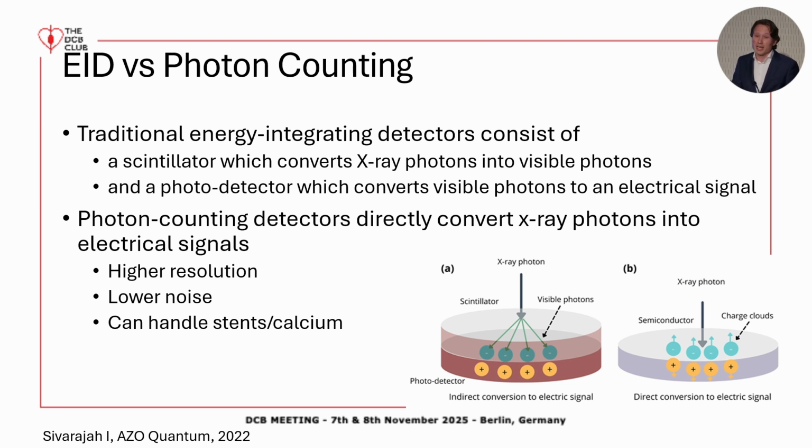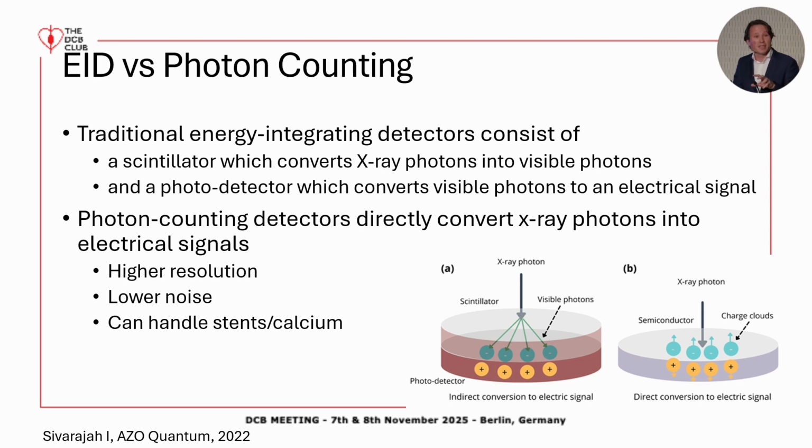Now, traditional energy integrating detectors consist of a scintillator, which converts X-ray photons into visible photons that then get converted to an electrical signal in a photodetector. But the photon counting detectors can directly convert individual X-ray photons into electrical signals, leading to higher resolution, lower noise, and they can handle stents and calcium much better, so there will be no blooming artifacts.